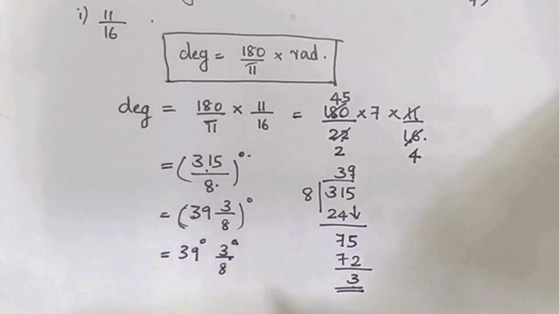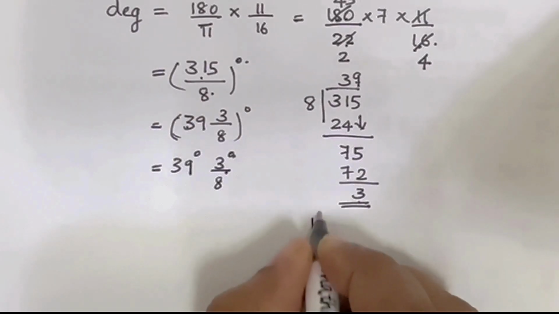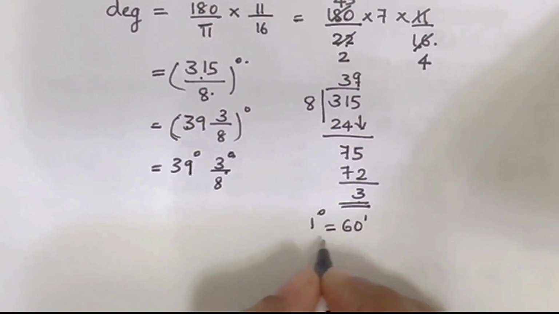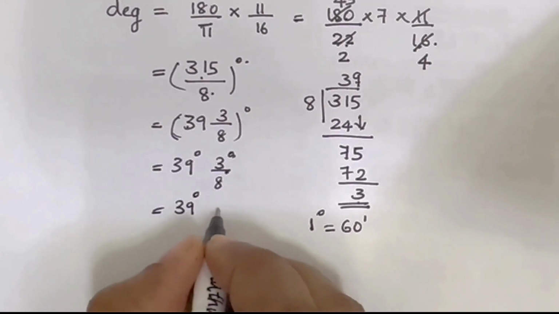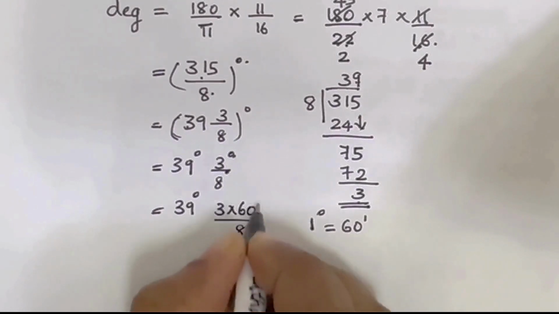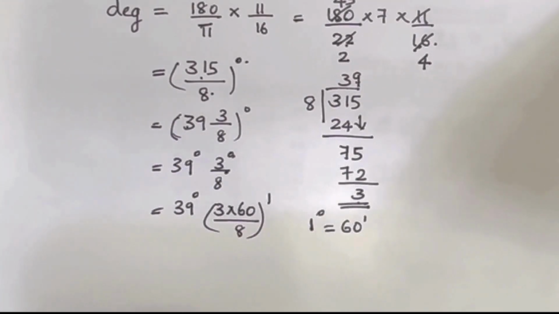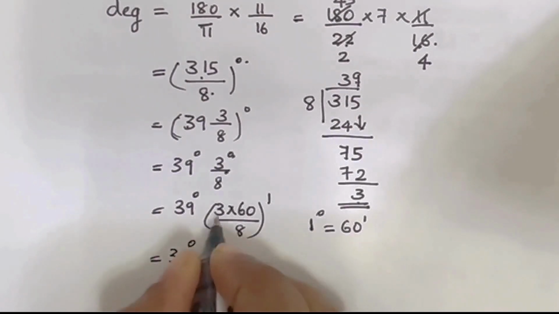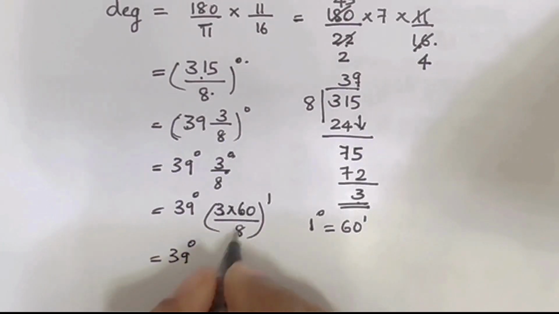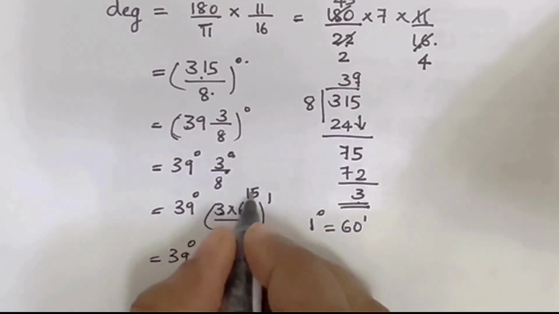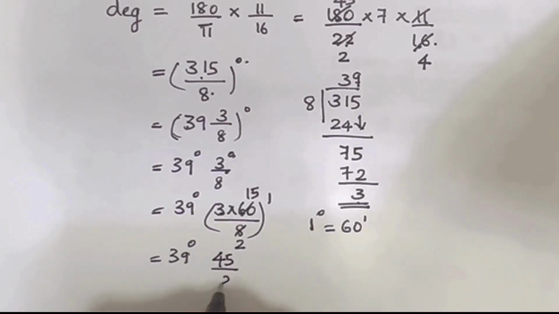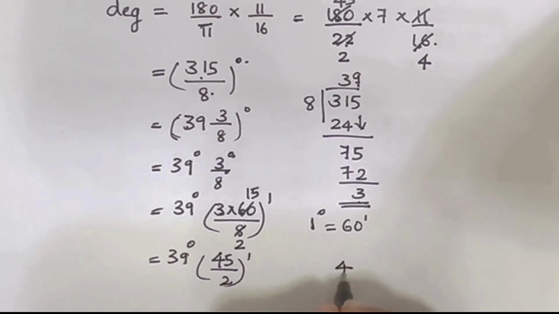Now 3 by 8 degree is a fraction less than 1. We have 1 degree is equal to 60 minutes. So we multiply 3 by 8 degree by 60 and convert it to minutes: 39 degree and 3 into 60 by 8 minute. 60 and 8 are both divisible by 4, so we cancel: 60 divided by 4 is 15, 8 divided by 4 is 2. 3 into 15 is 45, so 45 by 2 minute.